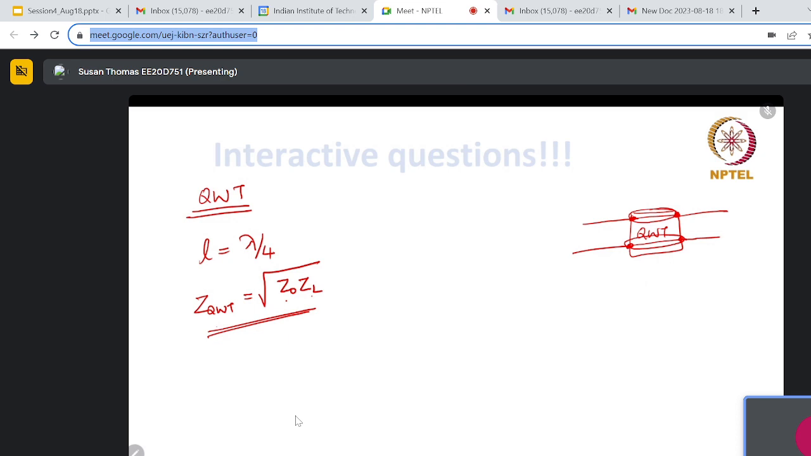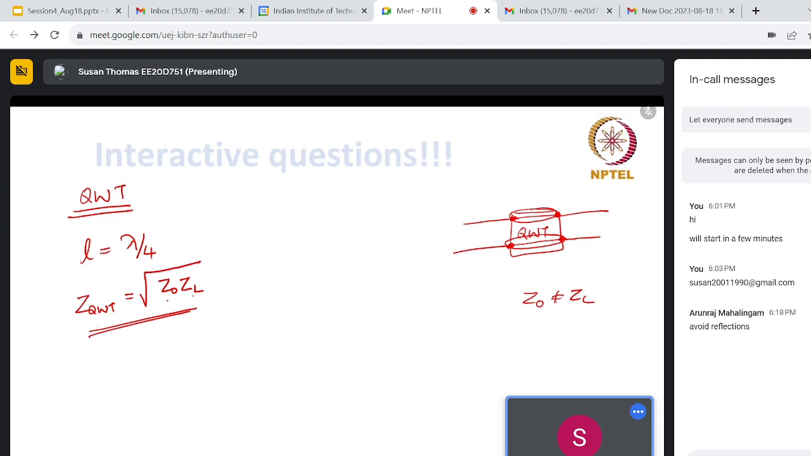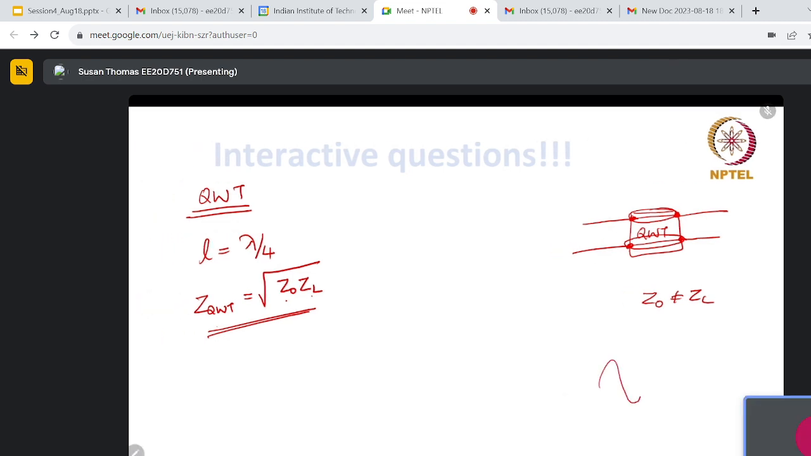So what is the idea of impedance matching? If Z0 is not equal to ZL, there will be reflections. If you want to avoid that reflection, we need to cancel it. So in terms of interference, you want to cancel the backward waves. So that cancellation will happen. We know that you have two waves. How do they destructively interfere or constructively interfere? Those kinds of ideas you have.